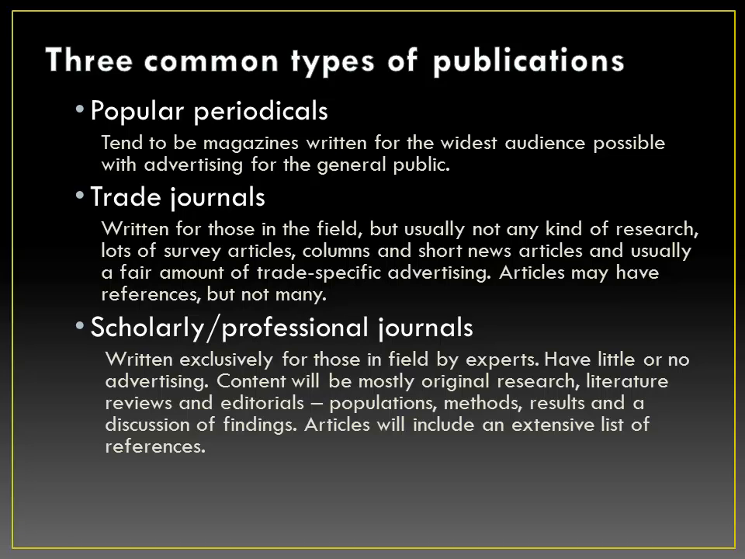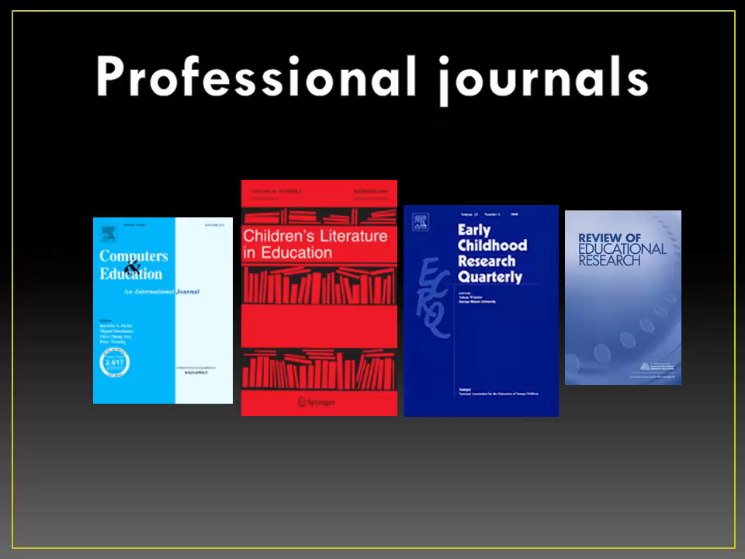The substance of these articles is research, groups, methods, findings, or it could be literature reviews. There will often be expert and editorial opinions included. These articles will be extensively sourced, and there will be numerous references at the end of the article. Here are some examples of professional journals.